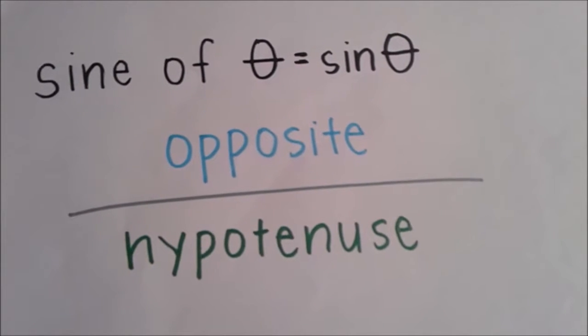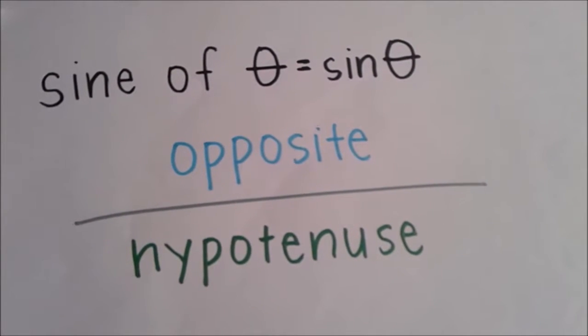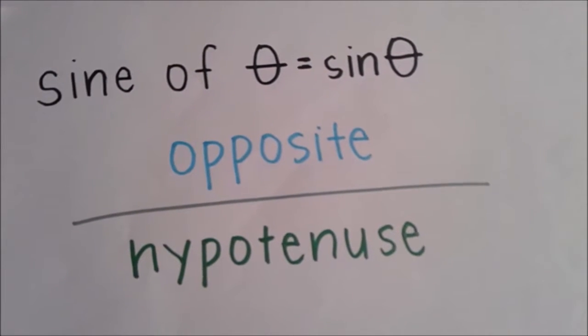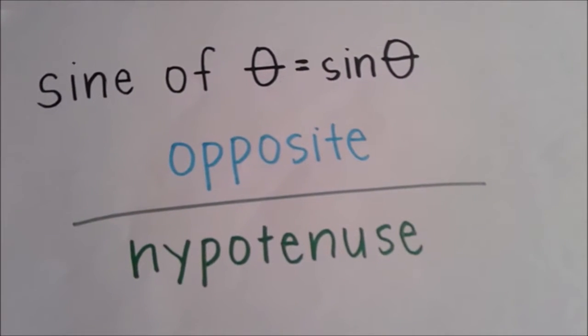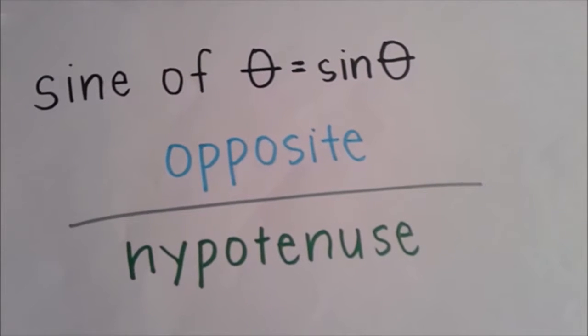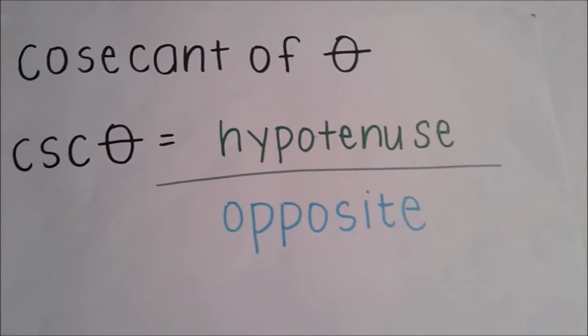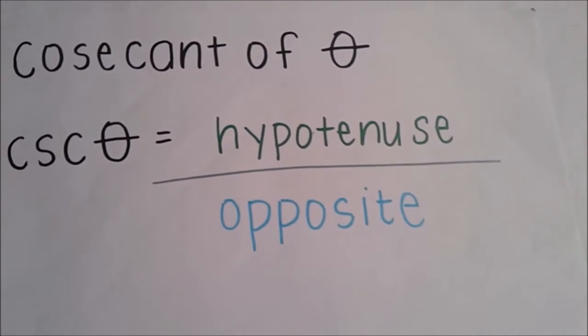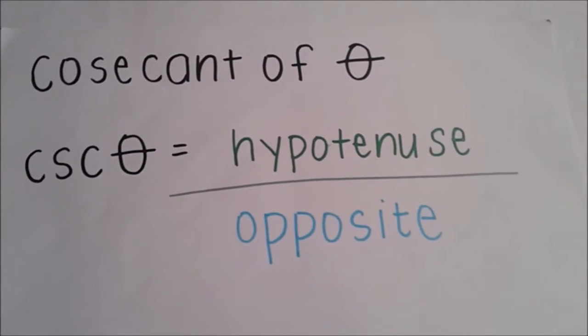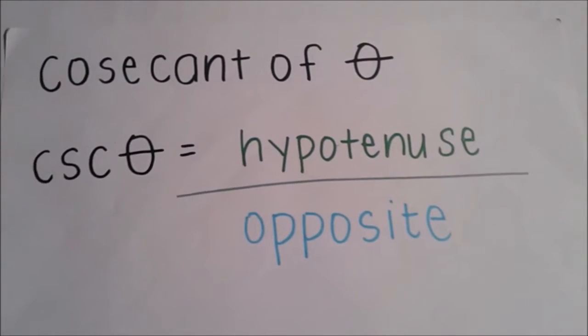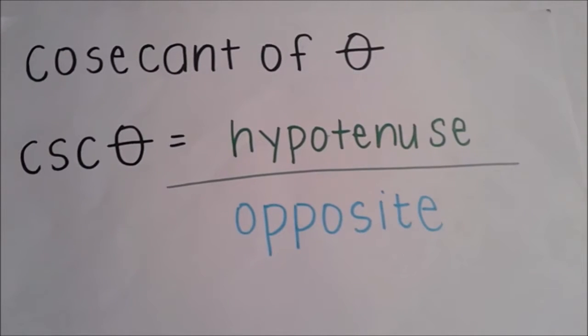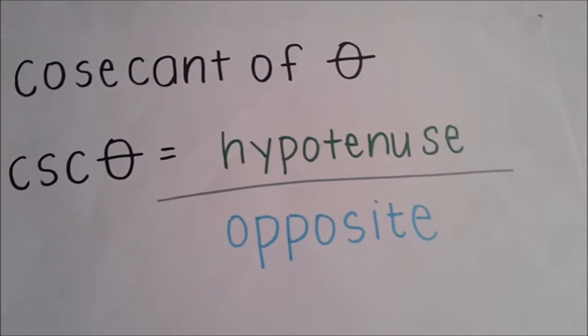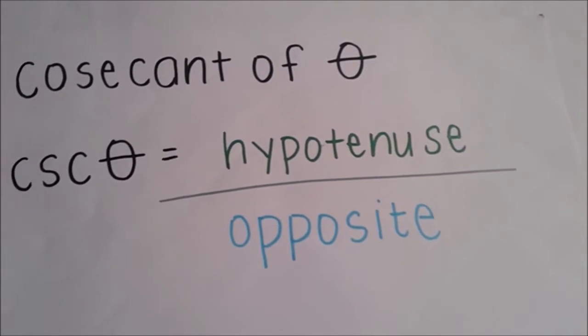First type of function is sine of theta, or sine theta. It is determined by dividing the opposite side of the angle by the hypotenuse. Second type of function is the cosecant of theta. It is the reciprocal of sine theta. As we can see, hypotenuse is divided by the opposite side of the angle.